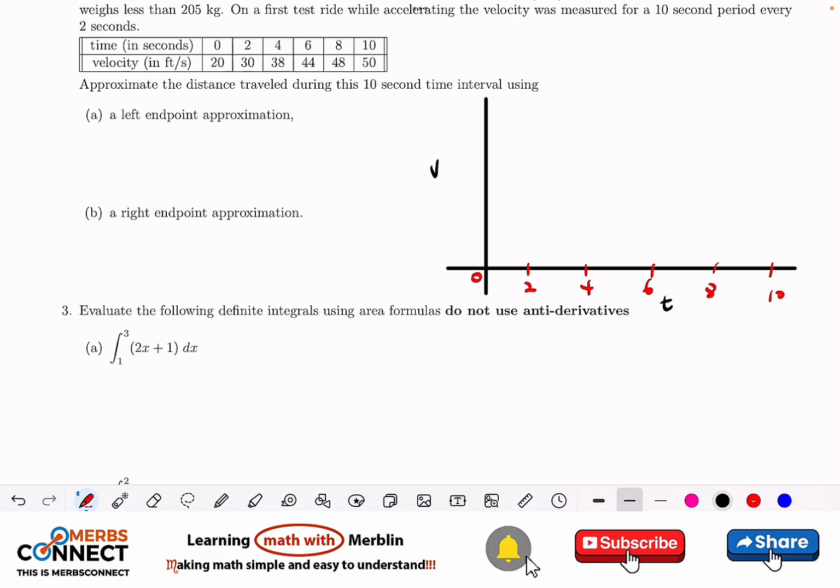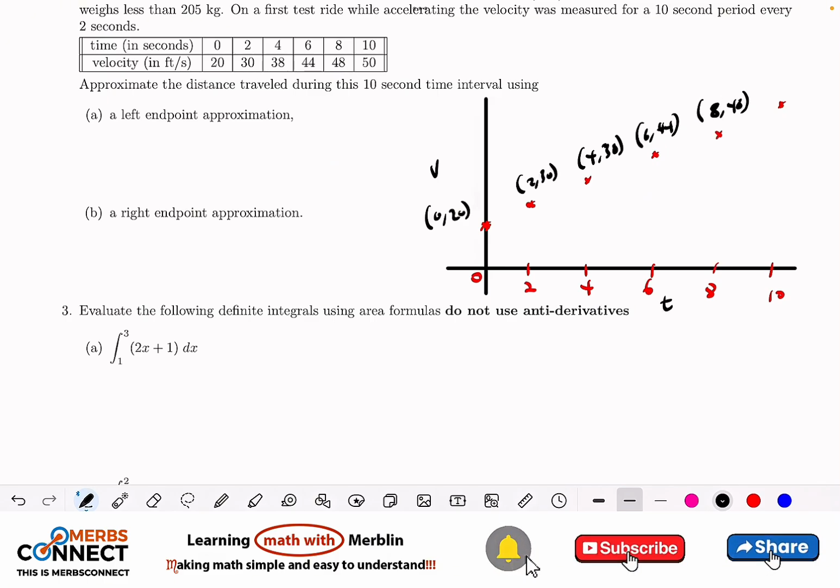So at 0 we have 20. So I can have 20 here. At 2 we have like 30. Let me say 38. Let me say here will be 34. Let me say here will be 48, and let me say here will be going to be 50. So our coordinates are 0 and 20, 2 and 30, 4 and 38, 6 and 44, 8 and 48. The last one is 10 and 50. So this is what you are going to have.